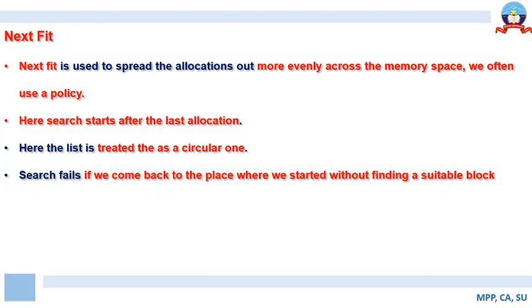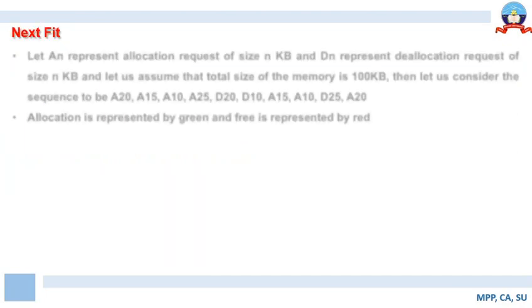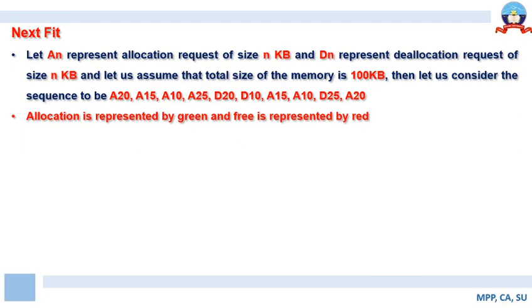Now let us try to understand next fit memory allocation with the help of a suitable example. Here let us consider AN represents an allocation request and DN represents a deallocation request of n kilobytes respectively, and we are assuming the size of the memory to be 100 kilobytes. Then let us consider the allocation sequence and attempt allocation using the next fit memory allocation scheme.